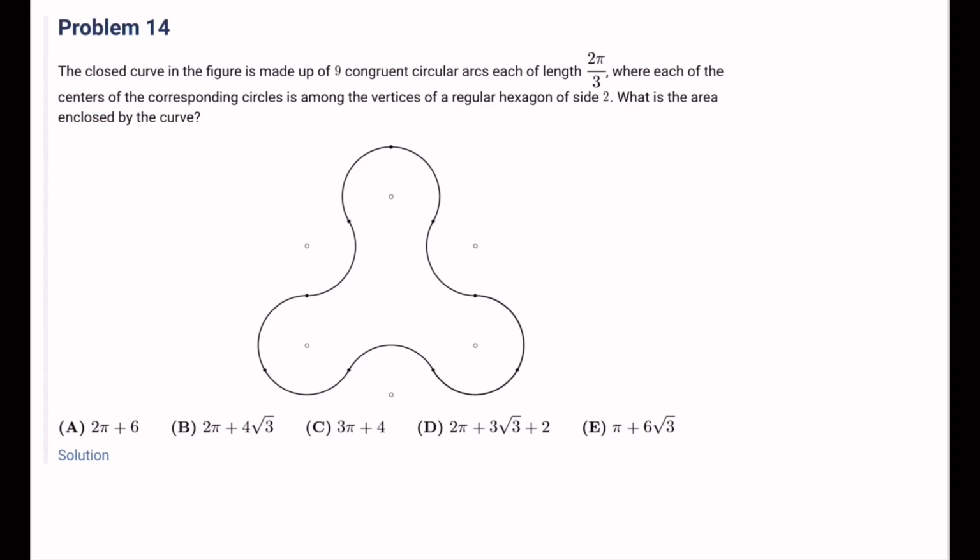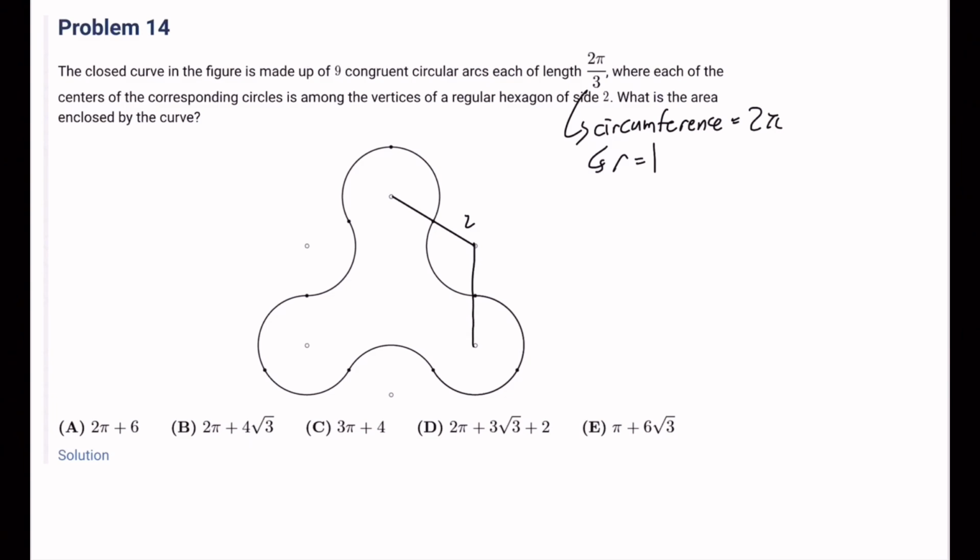What is the area enclosed by the curve? Okay, so first thing that we notice is that this is the length of this arc, so that means 3 times that, so that's the whole thing. Yeah, this means the full arc, so that's the full circumference. So this is going to be 2 pi, so that means our radius is 1. So this length is 1, and this length is going to be 2. That's going to be 2, and so on, right?